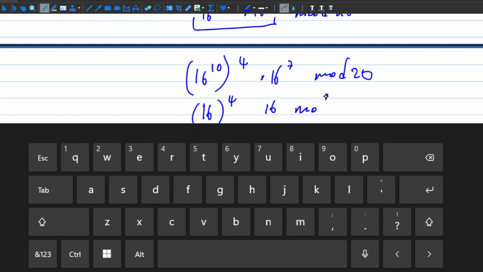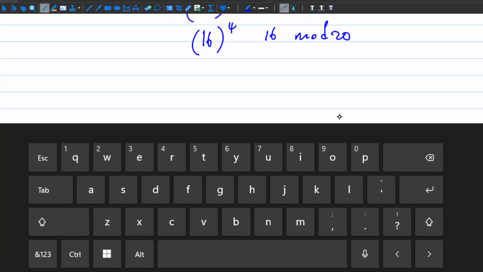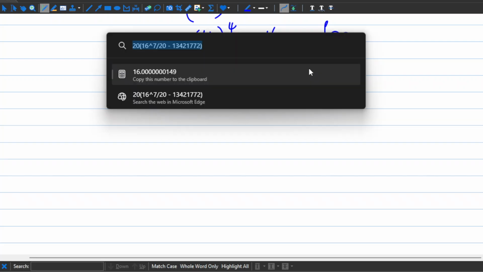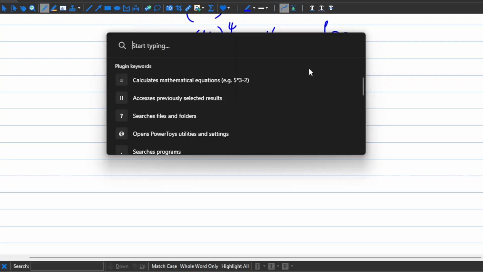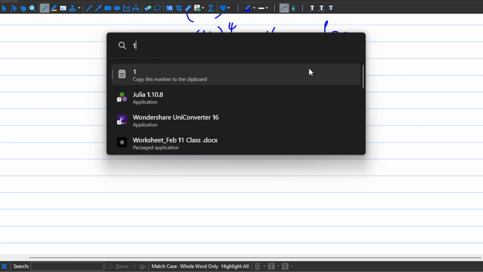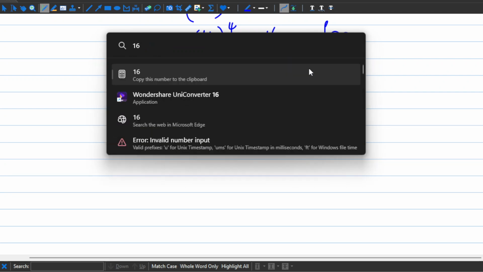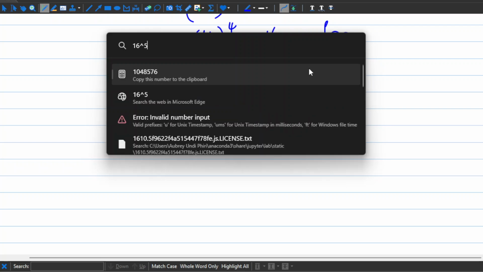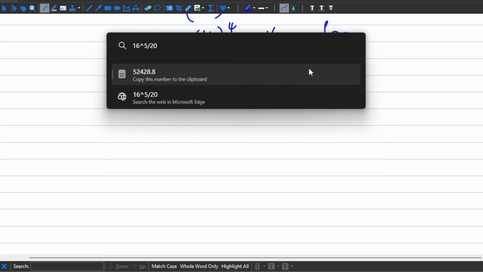Then we have the mod 20 here. Well, this is almost a small number now. I can bring them back. So this is 16 to the power 4 plus 1, which is just 16 to the power 5 mod 20. Okay, so I think we are close now. We can just punch that directly. Say 16 to the power 5, it gives us that, divided by 20, gives us that.